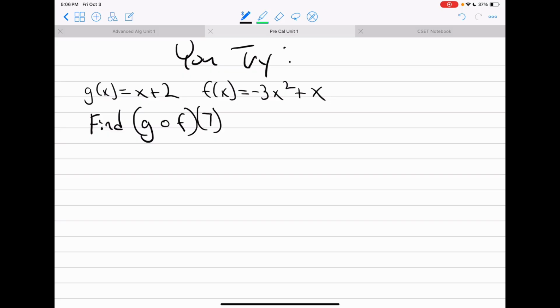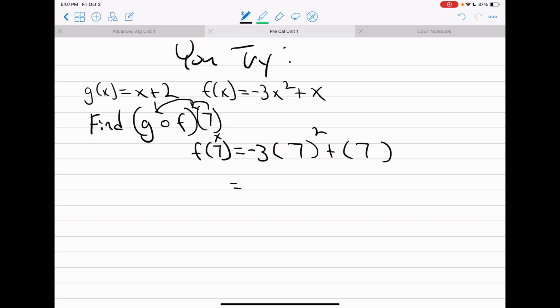All right, let's see. g of f of 7. So that means I have to plug 7 into f, and then I need to take that and plug it into g. So I'm going to start with figuring out what f of 7 is. f of x was negative 3 times x squared plus x. And in place of that x, I put a 7. So everywhere there was an x, I put a 7. Cool, cool, cool.